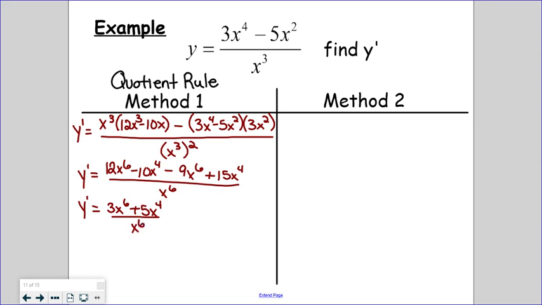Now, if you got to this point, you're doing great, but I would say that this is not done because you have a common factor in the top that you can factor out and simplify with what's in the bottom, right? We have a GCF of x to the 4th in the top. And that x to the 4th can simplify with the x to the 6th in the bottom. So they would get 3x squared plus 5 over x squared. And I'm going to pause there. How are we doing? All good with the algebra?